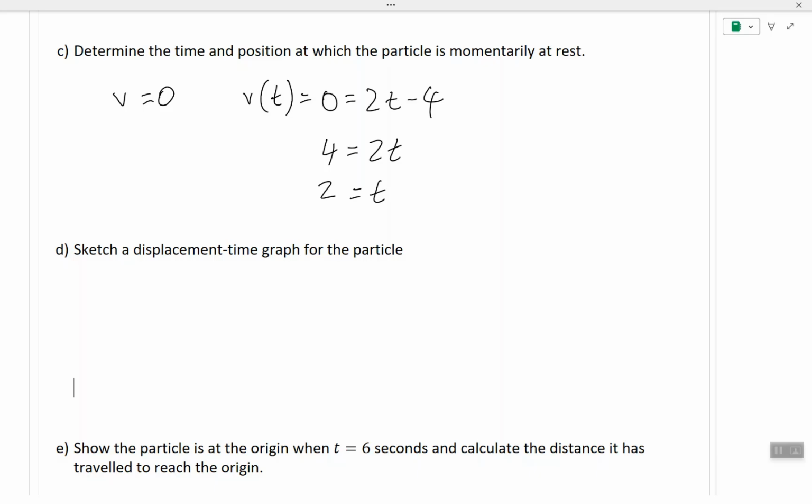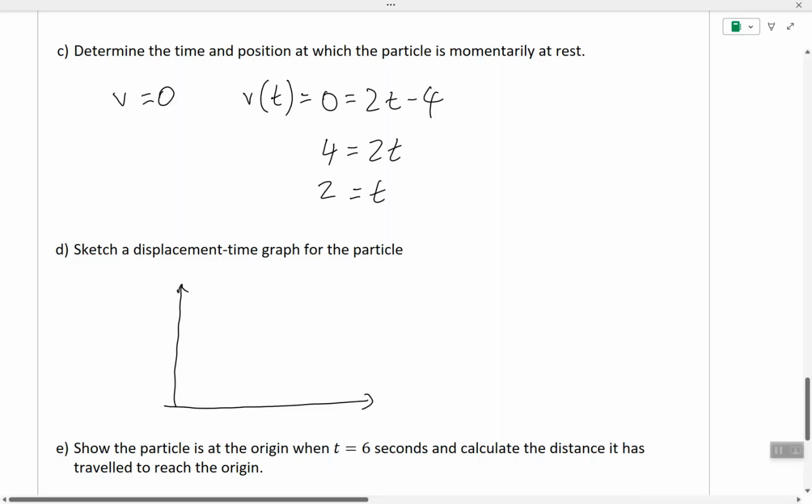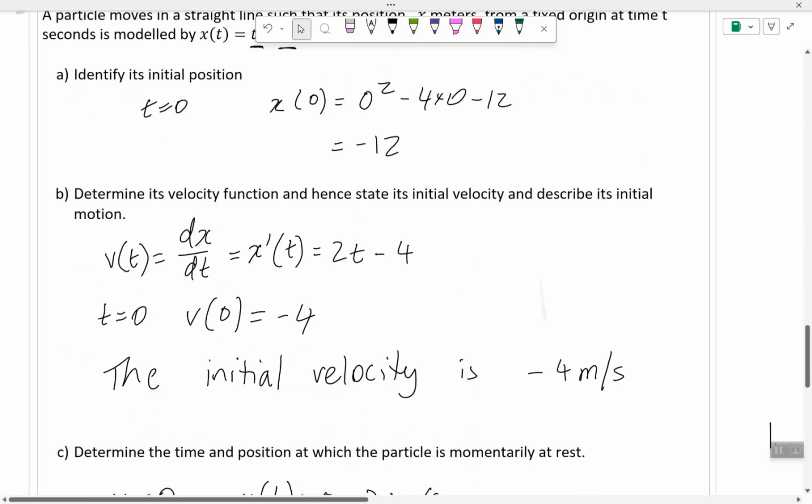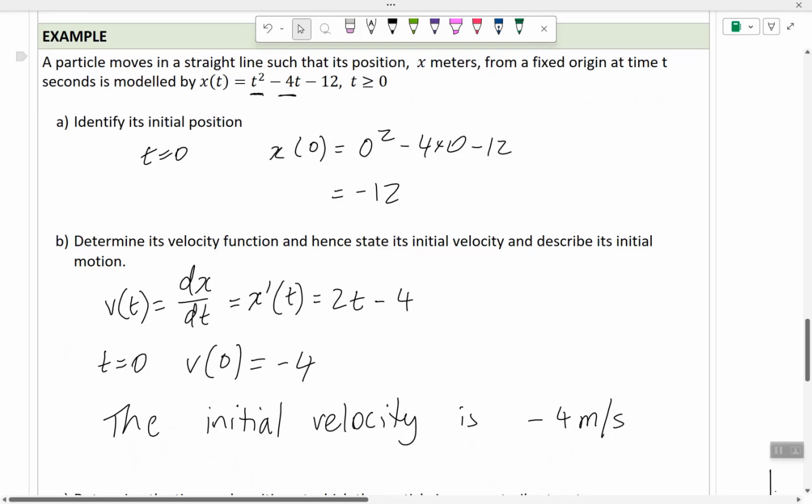So we're going to sketch a graph. Everyone's favorite thing to do. We're doing displacement versus time. So time is the x-axis. What is the displacement represented? What's the letter x in this one? So it starts at negative 12. T equals 0, x equals negative 12, right? Then, any ideas how I could graph this equation? Any thoughts?